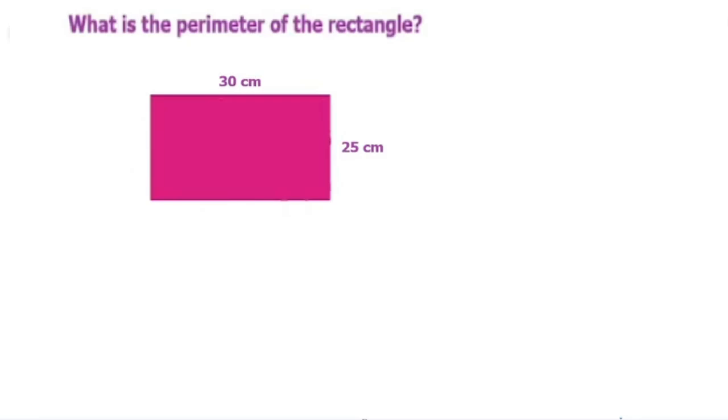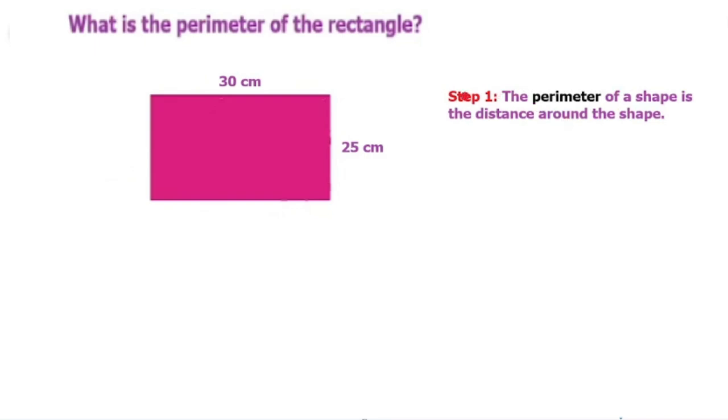In this lesson, we're going to learn all about perimeter. So if you have a problem like this that says, what is the perimeter of the rectangle? You can see a rectangle here with a length of 30 centimeters and a width of 25 centimeters.